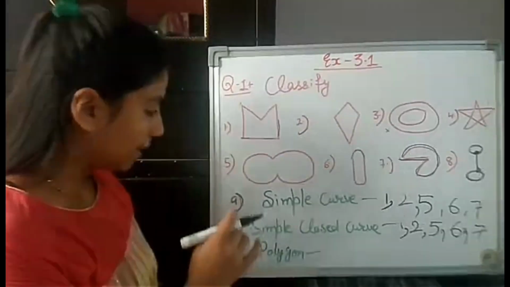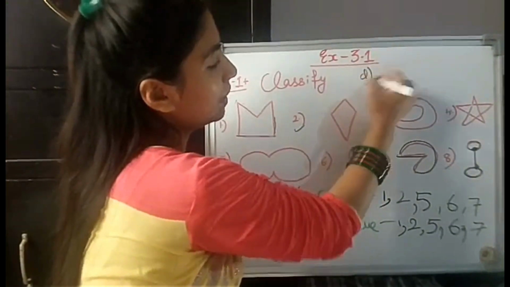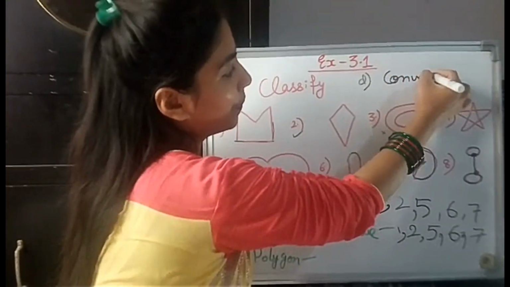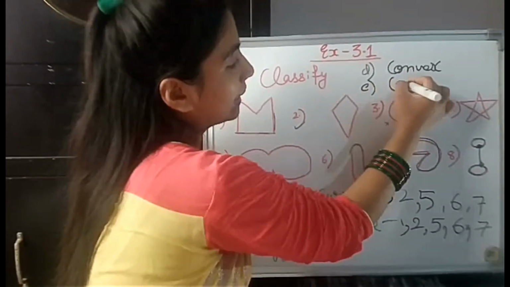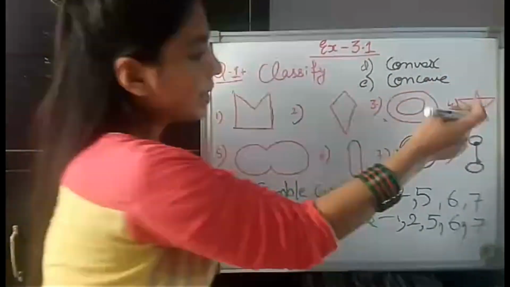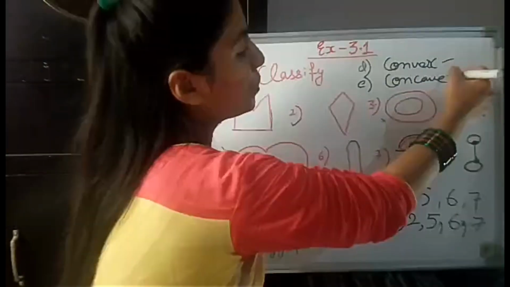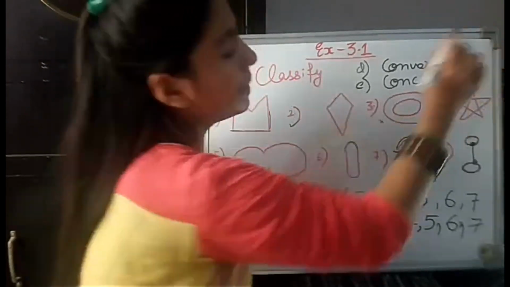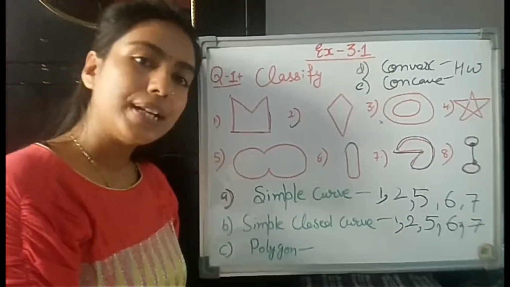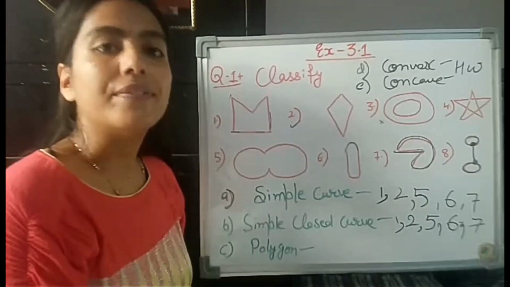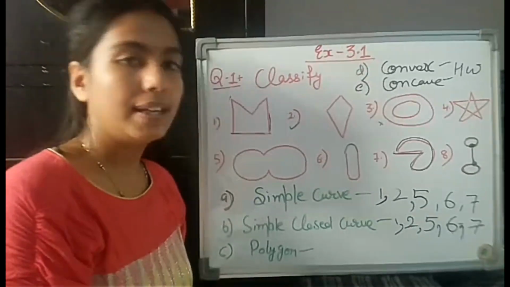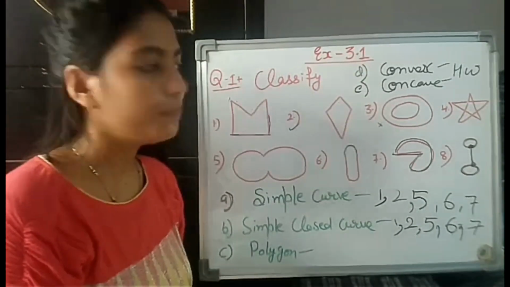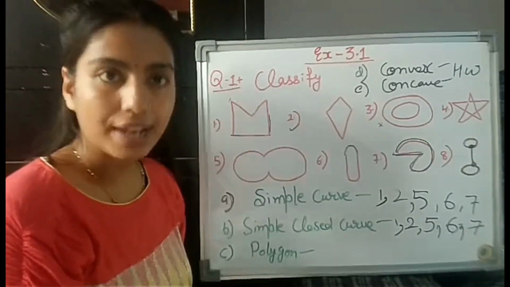Now the D and E parts. What are the convex and concave polygons among these figures, you will write on your own. That will be homework for you. Okay students, will you do it? If you have any doubt, you can ask me. There is no problem, but you should try.